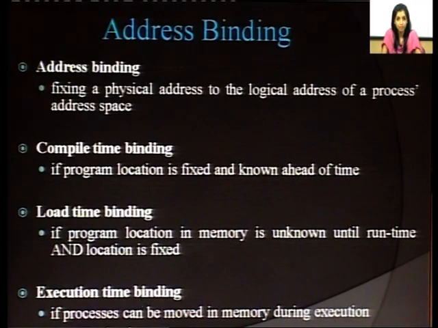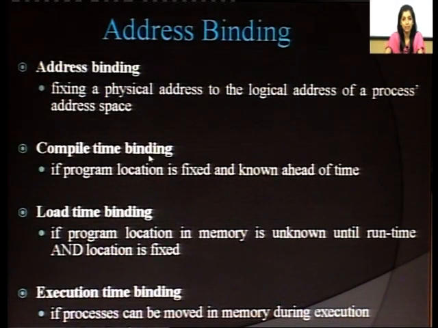Now what is binding and how many types of binding are there? We have 3 types of address binding. First is compile time binding, second is load time binding, third is execution time binding. Binding is the linking of a file to memory. Address binding means fixing a physical address to the logical address of the process address space.